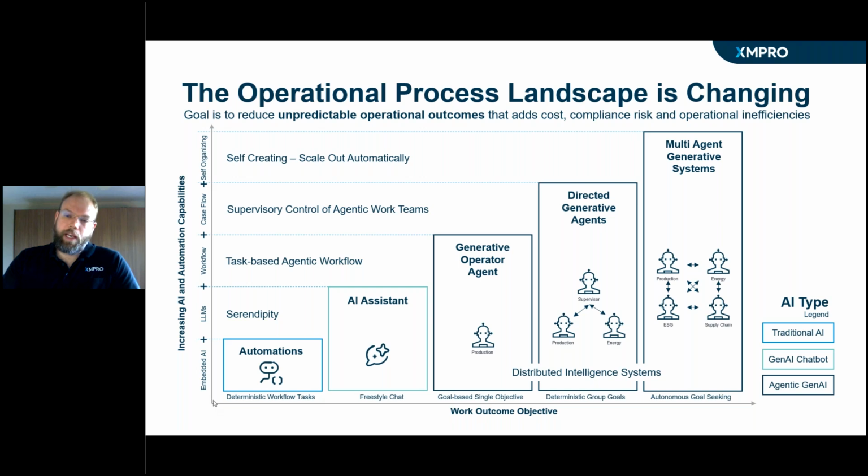You'll see on the far left here, as you increase your automation capabilities and your AI capabilities as well, you go up, you start going into and touching different areas of the outcome pieces on the right here. So when you start looking at your task-based agentics all the way up to self-creating at the top.